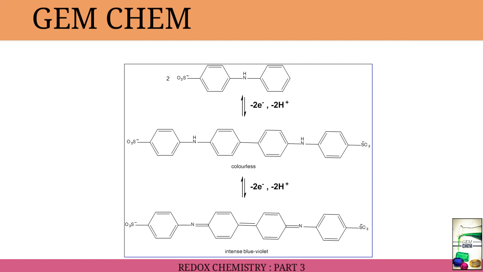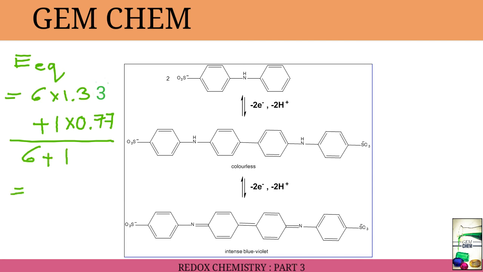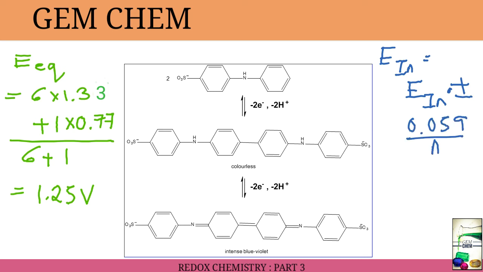Okay. Now we will see what is the indicator range. How we can determine the indicator range. Now first, for this case, if we consider this titration which we are dealing with, that is Fe2+ versus K2Cr2O7 solution, what is the equivalence point? It is actually 6 into 1.3, that is 6 electron transfer of the iron case, but the potential is taken for the chromium system, and then plus 1 into 0.77 volt by 6 plus 1, and this equals 1.25 volt. And if we consider the indicator, then E_In of the indicator has a range of about plus minus 0.059 by n. Okay, so the range is near about 0.82 to 0.88.